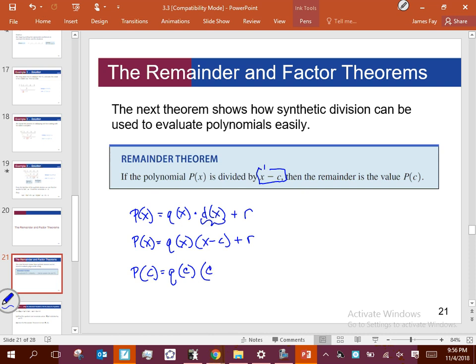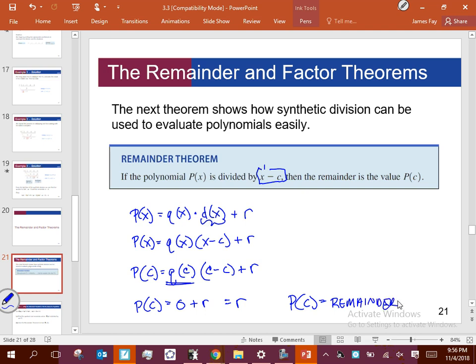Now, c minus c here, because that's what the x value is now, right? It becomes c plus r. So now, p of c is equal to, think about this, this is qc, this is 0. So you have some quotient times 0, which is just 0. So we see here that this is the proof that shows that p of c is equal to the remainder. And it's the remainder there.